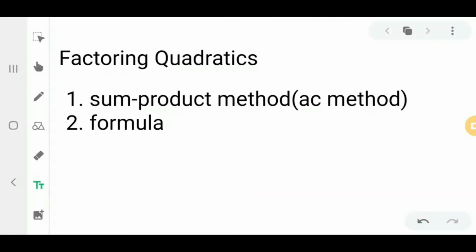Hey guys, welcome back to the DAHKTUBE, and today we'll be doing factoring of quadratics. So here we'll be doing two approaches. We'll be doing the sum product method, which I like to call the AC method, and the formula method.